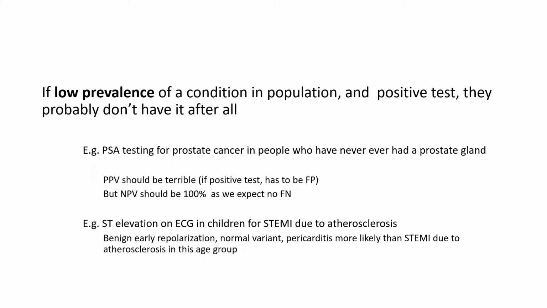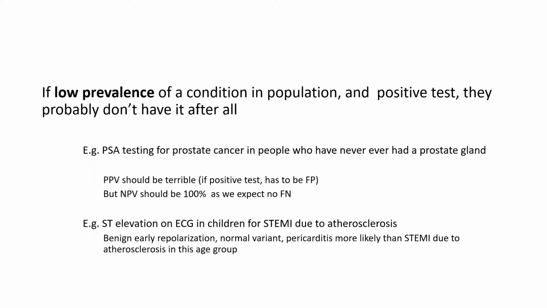But on the flip side, if there is a low prevalence of a condition in a population and there's a positive test, they may not really have it after all. So for example, if you are doing prostate-specific antigen testing for, let's say, prostate cancer in people who have never, ever, once in their life, had a prostate gland, there really should be a terrible positive predictive value because if there's a positive test, it needs to be a false positive. But we'd expect a 100% negative predictive value because there really shouldn't be any false negatives in this population.